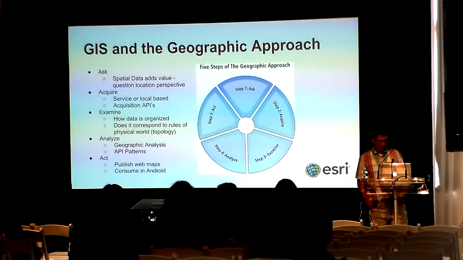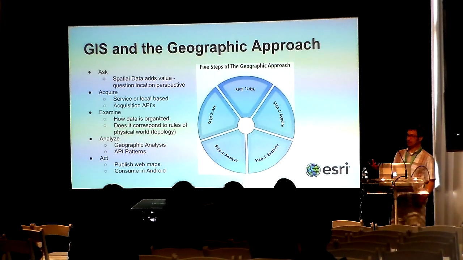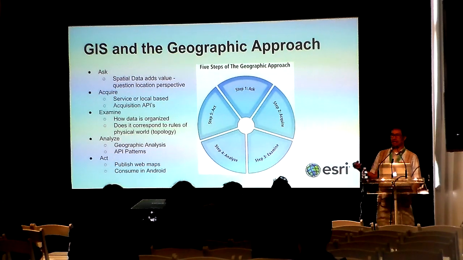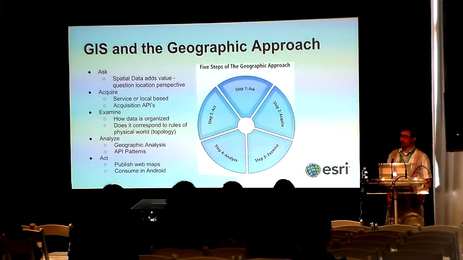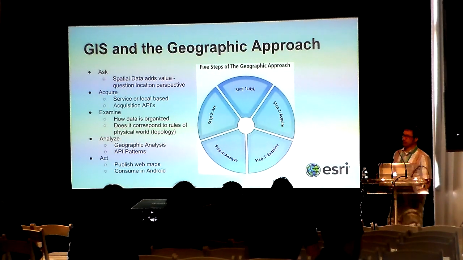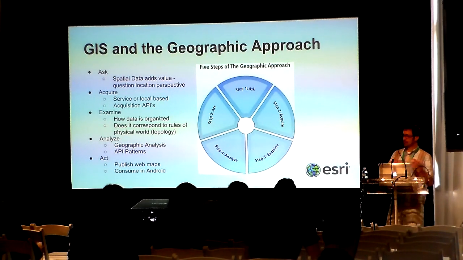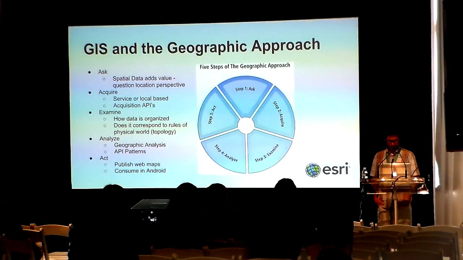And then analyze is where the power of the Android SDK comes in, because we do our geographic analysis and we have a lot of API patterns to do analytical spatial processing within the API. And finally, we want to act on these things. We want to publish maybe web maps, we want to publish Android apps. We want to consume different types of data and apps and web maps in our Android app.